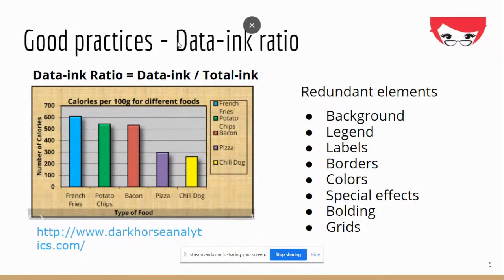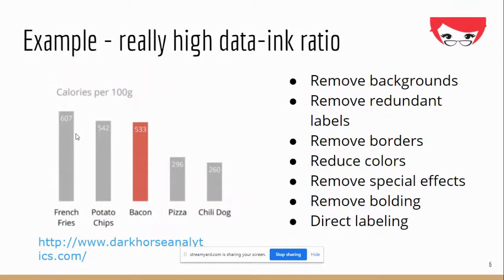So we are going to start by talking about what the data-ink ratio is. The data-ink is the ink in our visualization that provides information. For instance, in this visualization from Dark Horse Analytics, the part that brings information is the length of the bars. The other elements like the background, the legend, the labels, the borders and the special effects are there, but they don't provide any information. So when we design our visualization, we have to try to avoid those elements. This company did a redesign of this visualization and now it looks much simpler. They removed the background, they use only direct labeling and not a legend, and they removed special effects like shadows that don't bring any information.